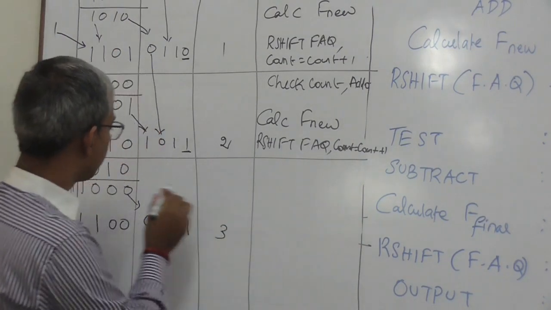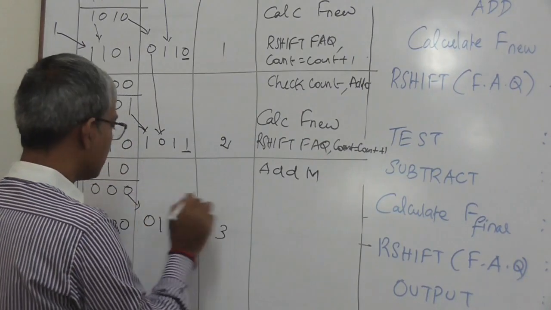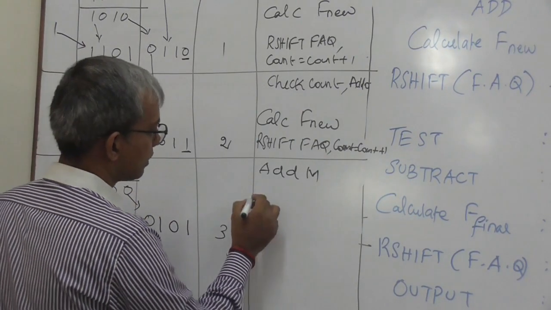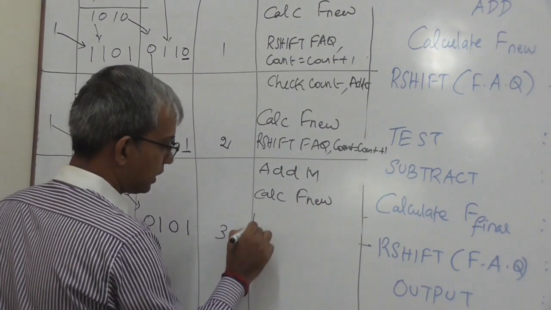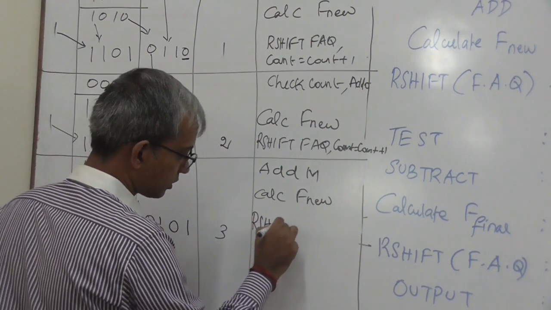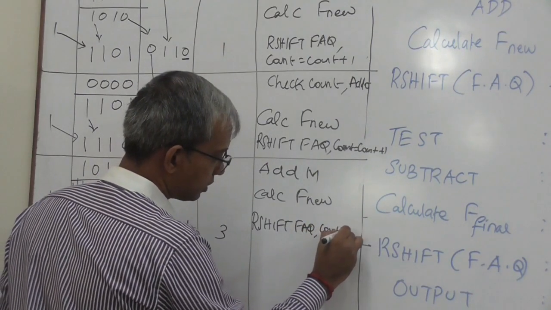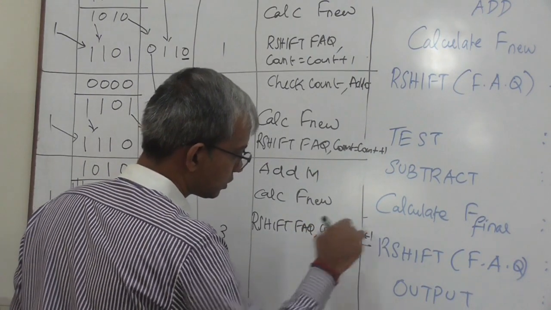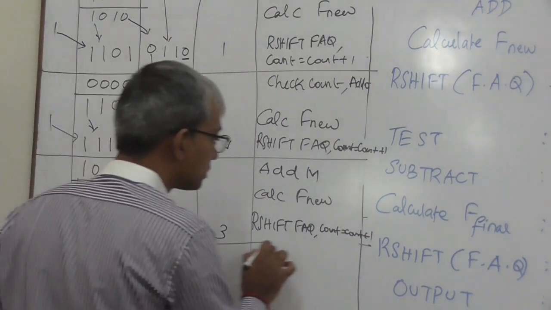So what are the operations we have performed now? Add M, and then calculate F new, and then right shift F A Q, count is equal to count plus 1. So the third iteration is over now.